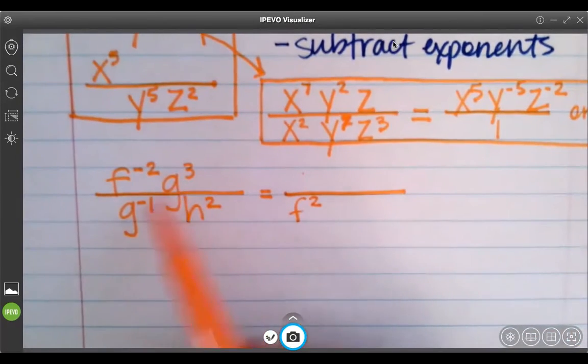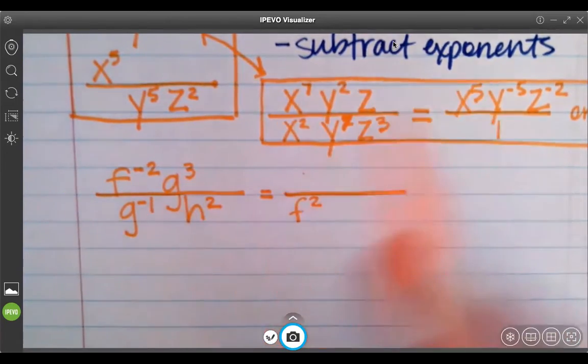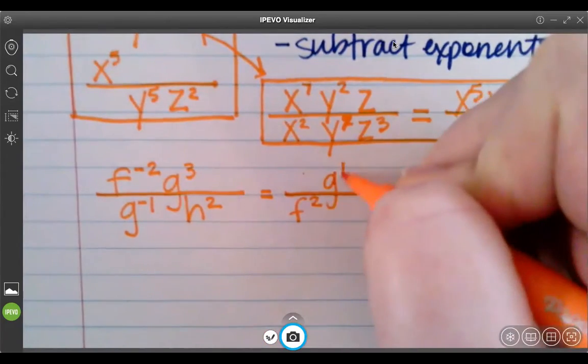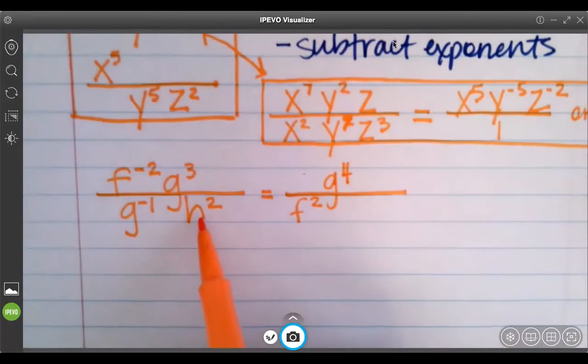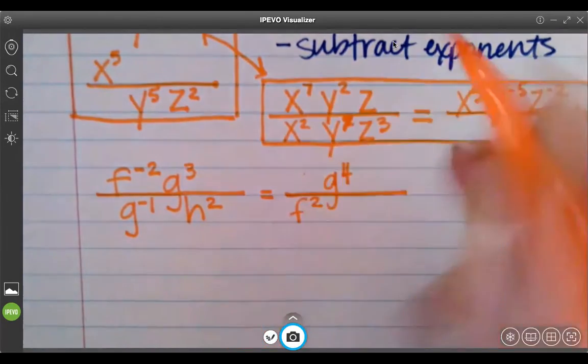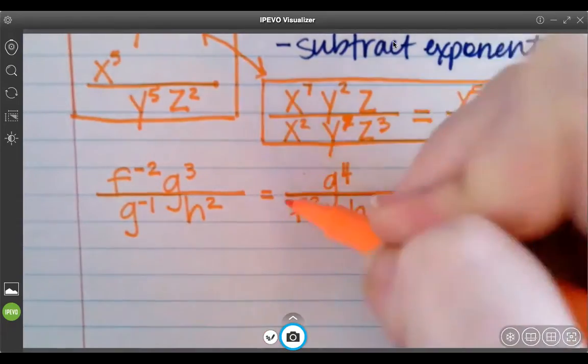Next is my g's. I've got a positive 3 and a negative 1. Positive 3 is bigger. Make sure when you subtract, you're doing 3 minus negative 1. Minus negative is like plus. So 3 plus 1 is 4. And then h, there's no other h up here. The exponent's positive. It's happy where it is. So h squared.